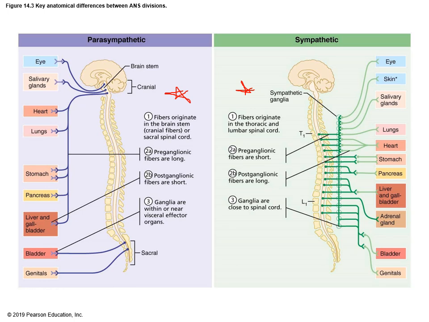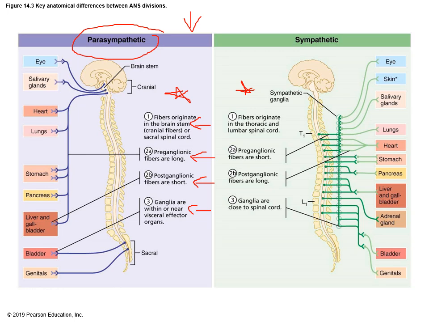So as you can see, let's start with parasympathetic. Remember, that's all about calming and getting everything down. It says that the fibers will originate in the brain stem or the sacral spinal cord. The preganglionic fibers are long, so that's coming off from the first neuron. The postganglionic fibers are short, that's from the second neuron. And the ganglia, the cluster of cell bodies, are within or near the visceral effector organ. So they are close to where they need to have their ultimate results.